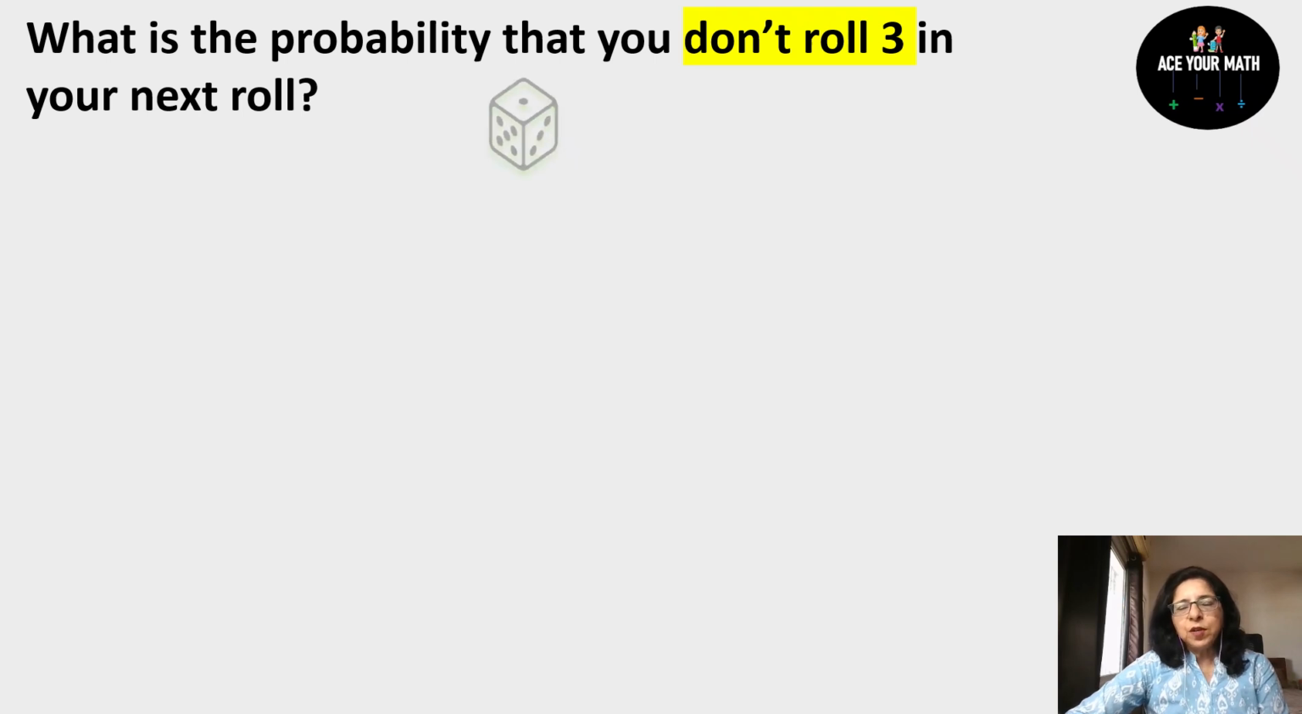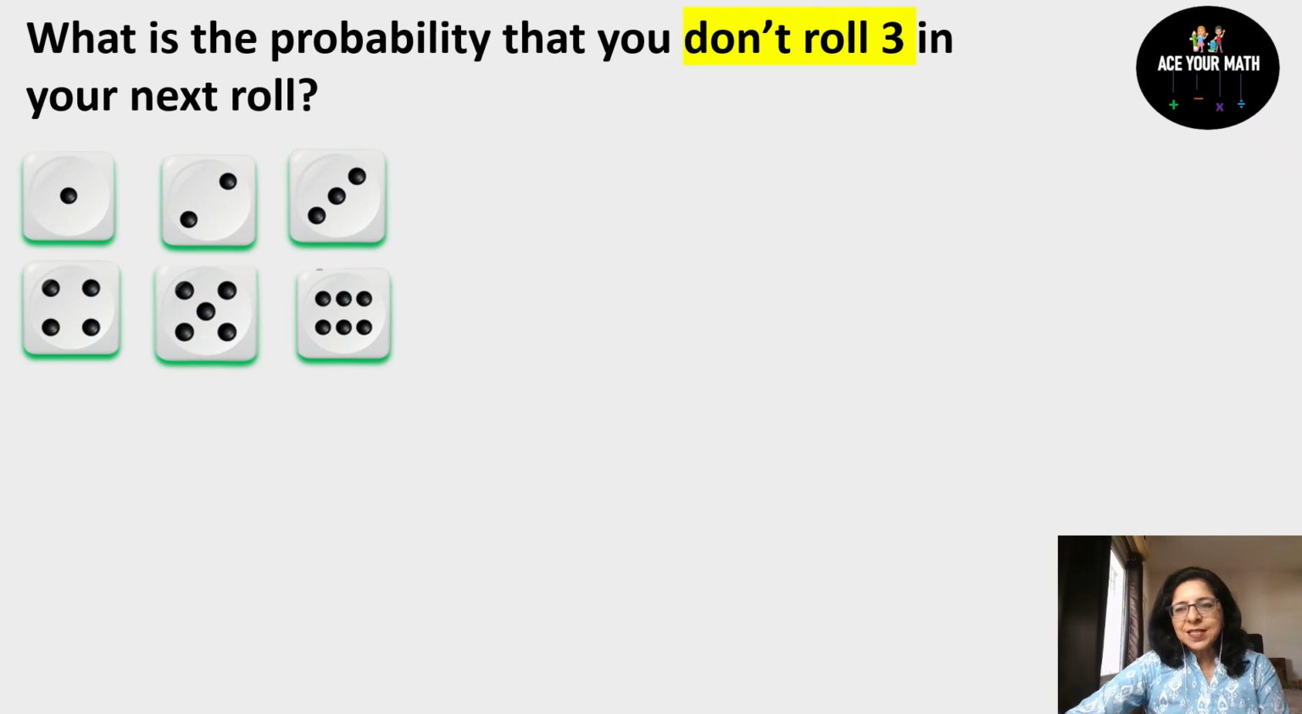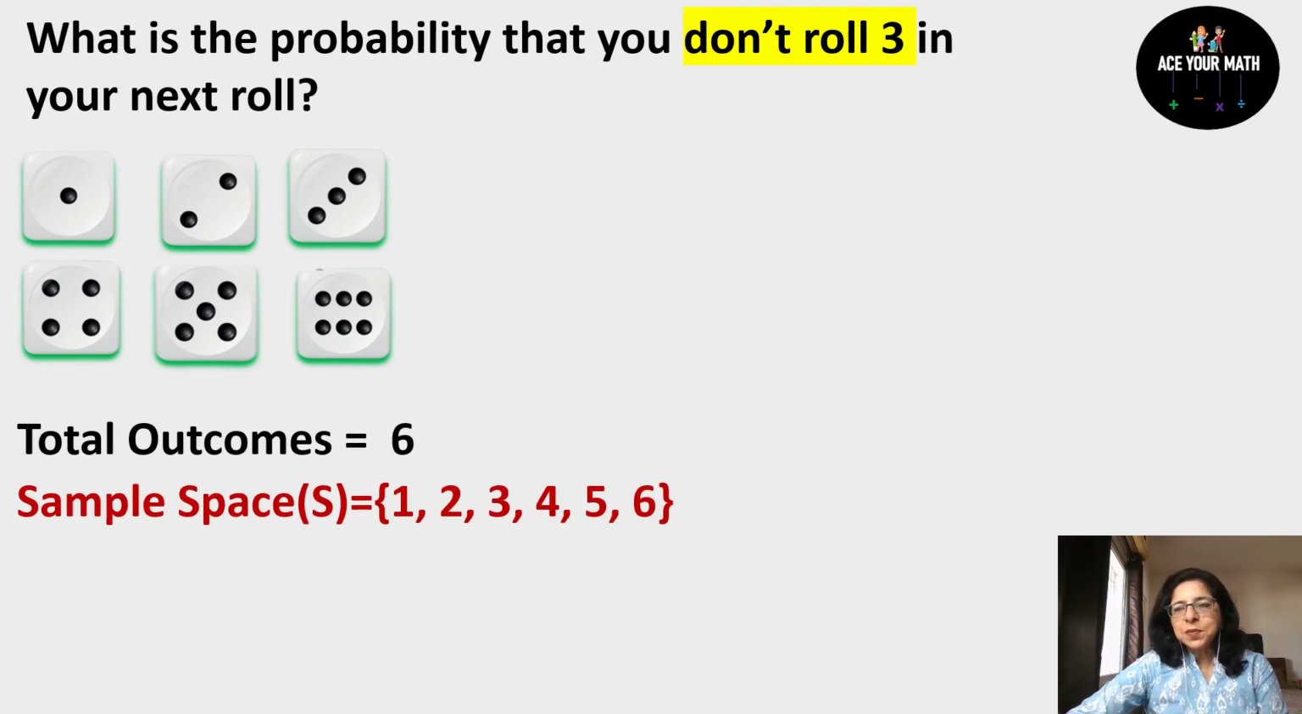You will roll a die because it is your turn. The possible outcomes are 6, as we know. The total outcomes are 6. Put all those outcomes in curly brackets, which means write the sample space. Now first find the probability of 3. In the sample space, 3 appears only once, so the probability of 3 is 1 by 6.